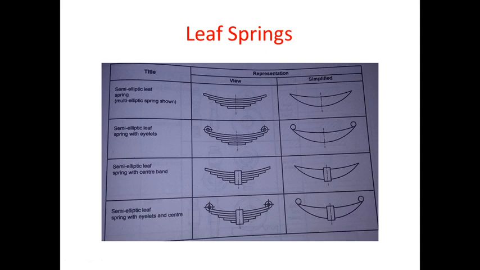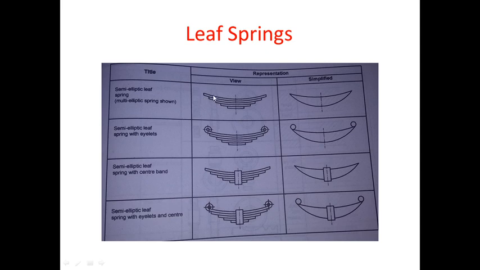Next is leaf springs. Now leaf springs are used when the load or the shock absorbed is high. You can see that leaf springs are basically used in heavy vehicles like trucks, then four wheelers also. This is because they have large shock absorbing capacity. In leaf springs also, we have different categories. First, we can see the semi-elliptical leaf spring.